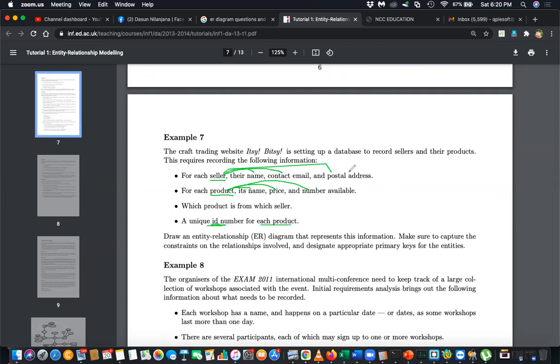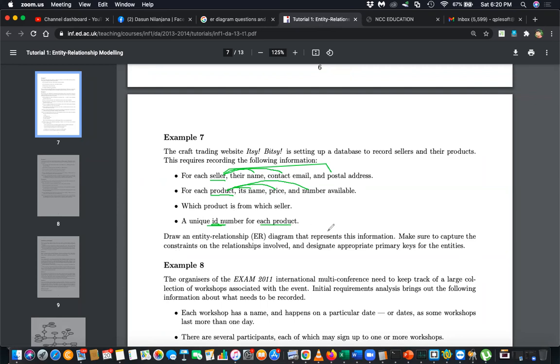And seller, what about seller? It seems seller doesn't have something primary, but you can use seller ID as a surrogate key. When you don't have a primary key, I think you can remember, you can introduce a surrogate key. Oh, let's read further.